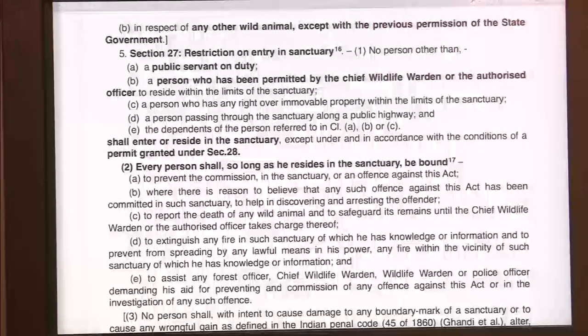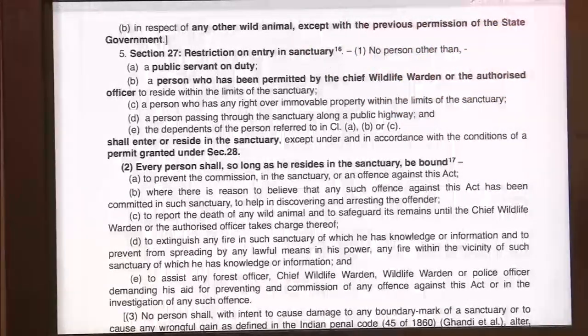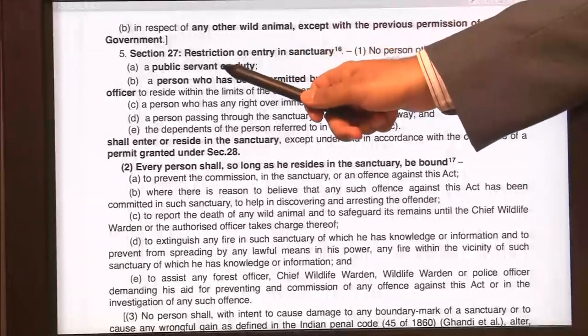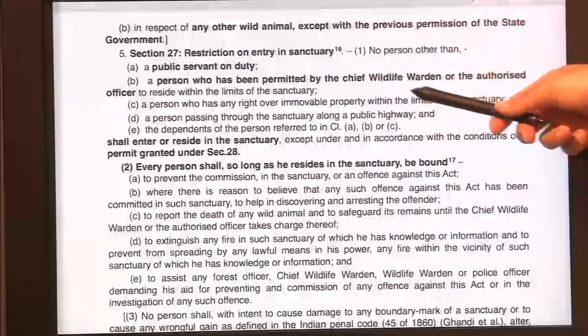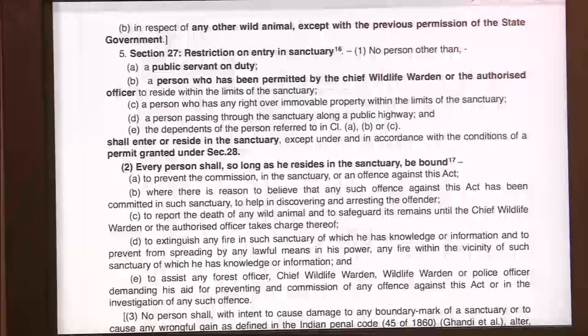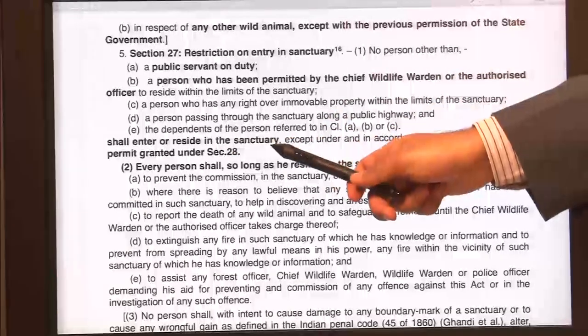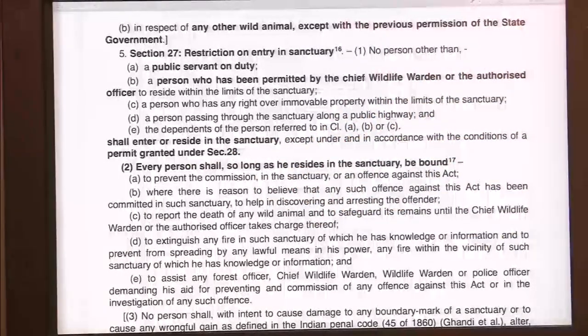Next, if there is a scientist who wants to get into a protected area, then there is a restriction of entry for those people. So, no person other than a public servant on duty or a person who has been permitted by the chief wildlife warden or the authorized officer to reside within the limits of the sanctuary shall enter or reside in the sanctuary, in accordance with the conditions of the permit granted under section 28. So, essentially not everybody can get into a protected area, especially a sanctuary.